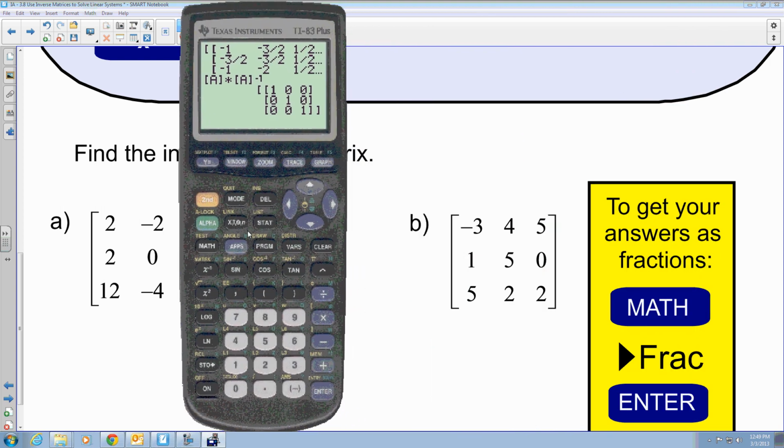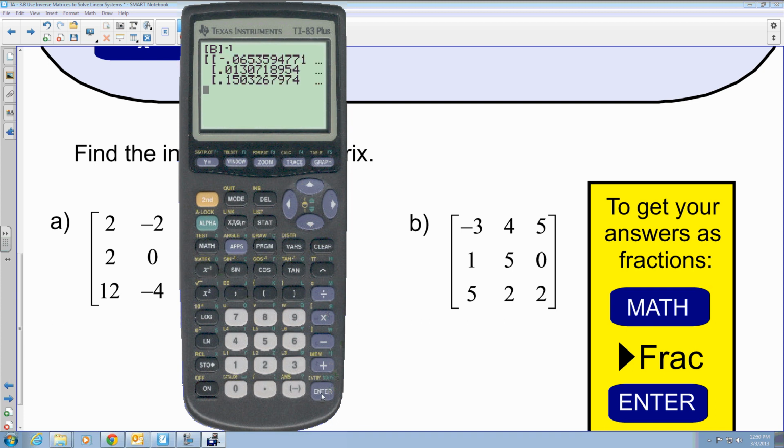So if I have example B here, I'm going to go second, matrix. I'm going to go back to edit. I'm going to use matrix B as my template. So I'm going to go to 3 by 3. And then I'm just going to punch in the numbers. So I got -3, enter, 4, enter, 5, enter, 1, 5, 0, 5, 2, and 2. So second, quit that. Now I'm just going to clear this. So I'm going to go to second, matrix again. I got B, and I want the inverse.